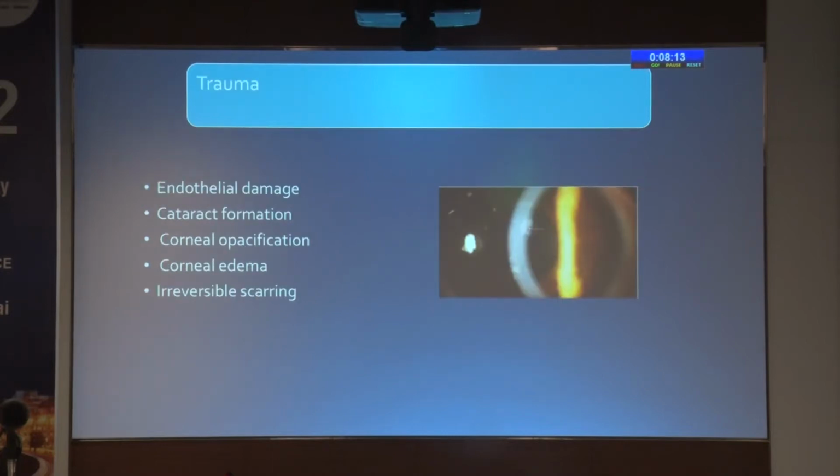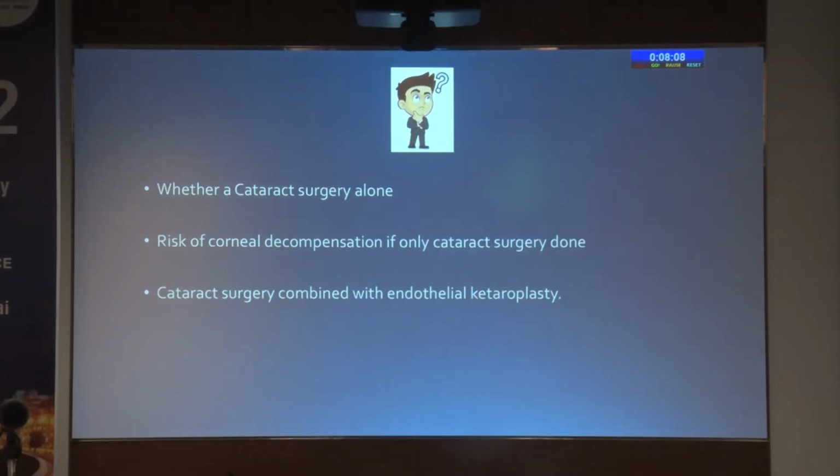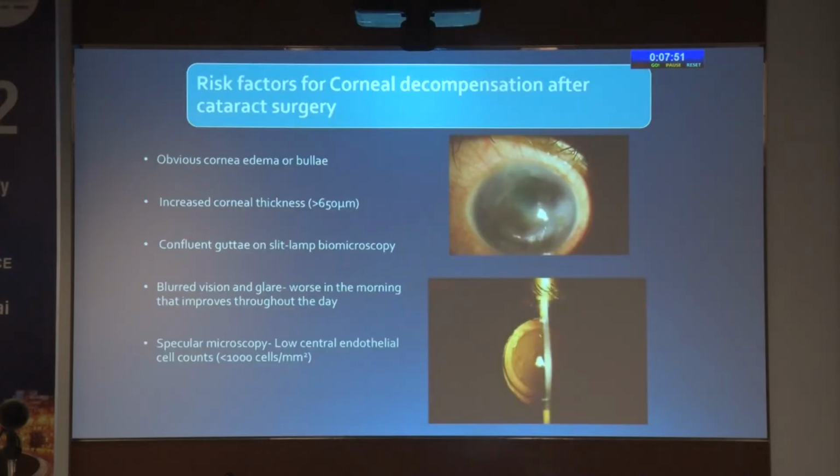Trauma, we all know, can cause endothelial damage, subsequent cataract formation, and corneal opacification. When such patients come along with cataract, the biggest question is, what is the risk of corneal decompensation? Whether we should go only with cataract surgery or it has to be combined with endothelial keratoplasty.